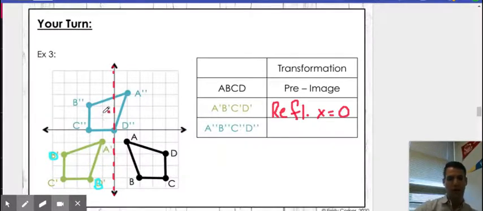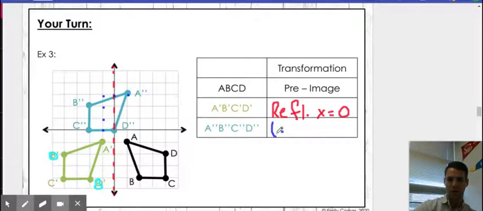For our second transformation from green to blue, we see our A value, if we count those spaces, it moved 1, 2, 3, 4 spaces up and 2 spaces to the right. So that seems to be the translation that happened there. And you can see how the shape itself did not change orientation at all. It just slid over to the side.